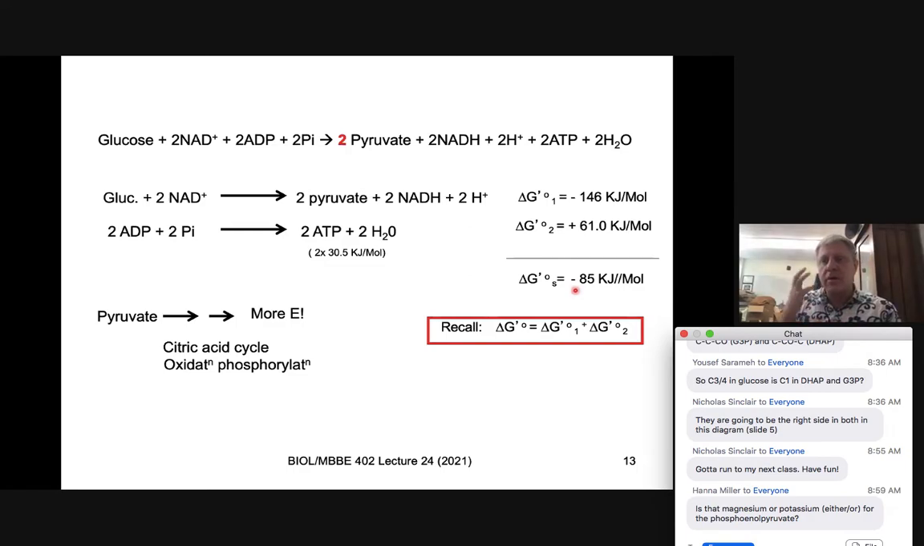We now have a molecule called pyruvate, a 3-carbon constituent, which we're going to further degrade to carbon dioxide and water, completely metabolizing it. By breaking those bonds, we're going to get more energy. That is going to be through the citric acid cycle and oxidative phosphorylation, and we'll be studying those in coming lectures. I'm just getting you through the first stages of degradation of glucose.